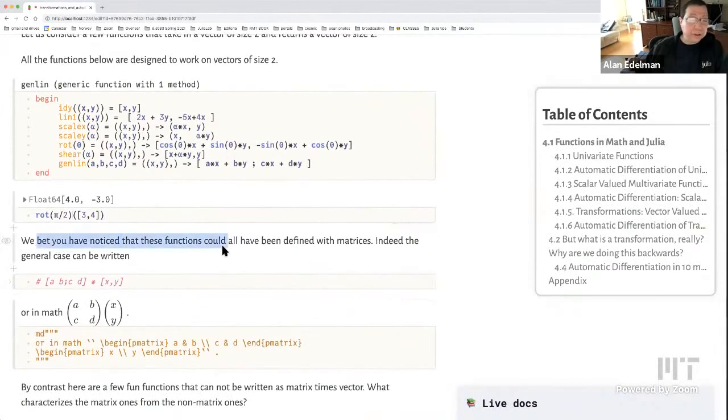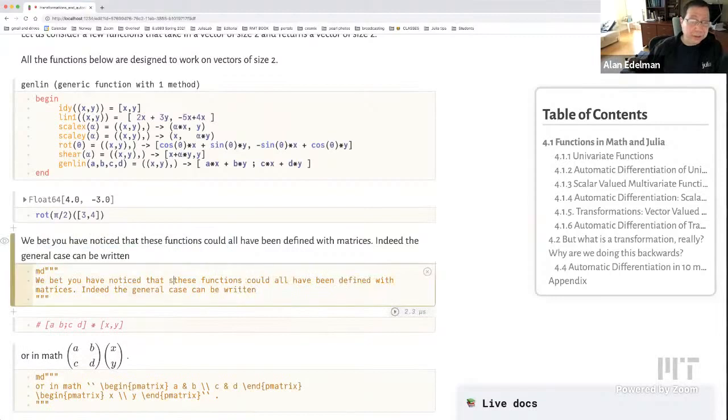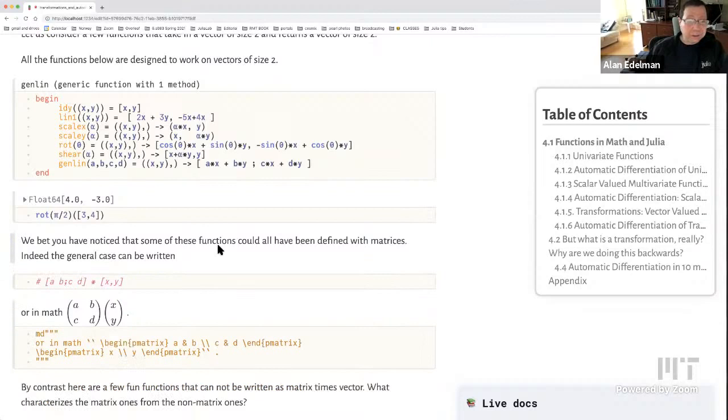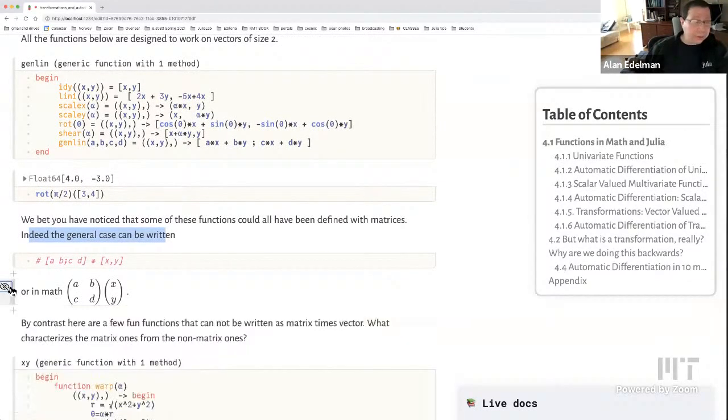Now I'll bet that you noticed that some of these functions could have been defined with matrices. If you've taken a little bit of linear algebra, this actually shows up at MIT in 1802, even before our linear algebra class. Instead of writing this out in this long, clunky form, mathematicians have come up with matrix notation. So it becomes a matrix times a vector, or in math, it looks like this, right? There's something nice about this notation, because instead of breaking up the coefficients all over the place, it separates out the coefficients, the things that matter for the function, and the vector xy.